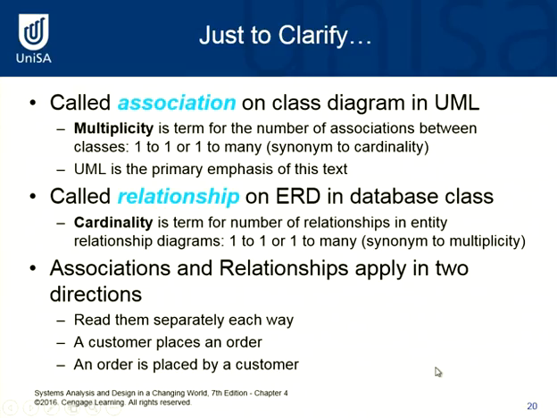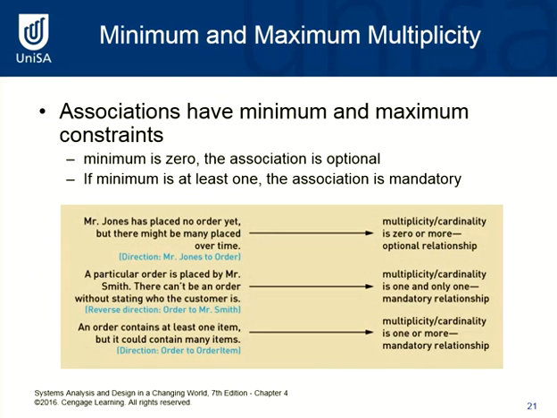Okay, so it's a bi-directional thing, and you do read them separately in each way, and that's going to determine the multiplicity and how that occurs, whether it's a zero-to-many, a one-to-many, a one-to-one, etc. When the minimum is 0, that means the association between those two classes is optional. It means we don't necessarily have to have an association between those two classes. If the minimum is at least 1, then the association is mandatory. So that relationship between those two classes has to exist.